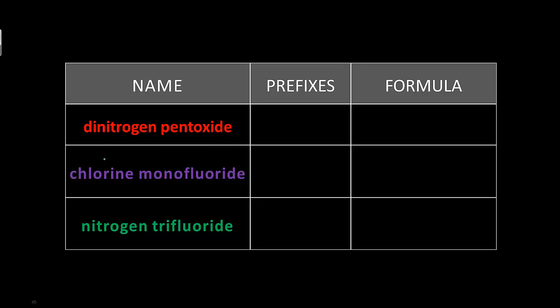All right, now let's go backward. We're going to have our name, and we are going to give our formula. We have dinitrogen pentoxide. Here is our prefix, di. Di means how many? Di means 2. Our next prefix is pent. Pent means 5. It's actually penta, but okay, so it says here that we have 2 nitrogens, which is N, and we have 5 oxides, which is O for oxygen. So our formula will be N2O5.